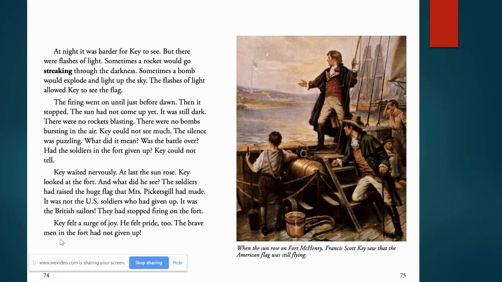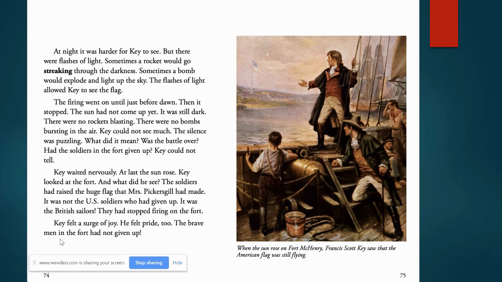At night, it was harder for Key to see, but there were flashes of light. Sometimes a rocket would go streaking through the darkness. Sometimes a bomb would explode and light up the sky. The flashes of light allowed Key to see the flag. The firing went on until just before dawn.